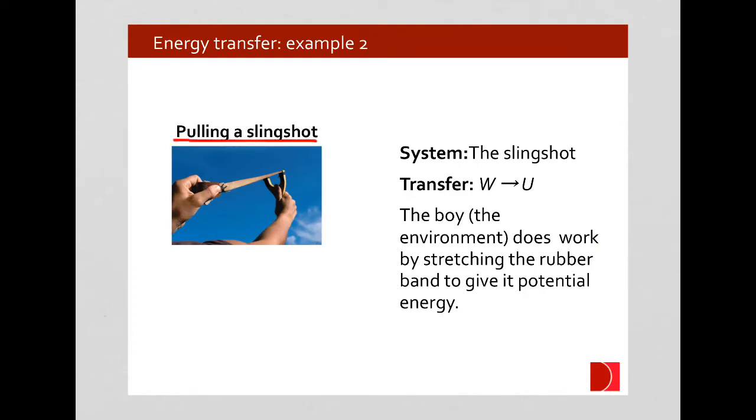Another example of energy transfer is pulling a slingshot. In this situation, external work is done to increase the spring potential energy of the system. In this case, the slingshot itself is the system, and the child playing with the slingshot is the environment, is outside of the system. Here the child does work by pulling back on the rubber band and stretching it out. By doing so, he gives it potential energy. When the child releases the rubber band, it snaps back to its regular length and releases that energy, shooting the projectile out of the slingshot.